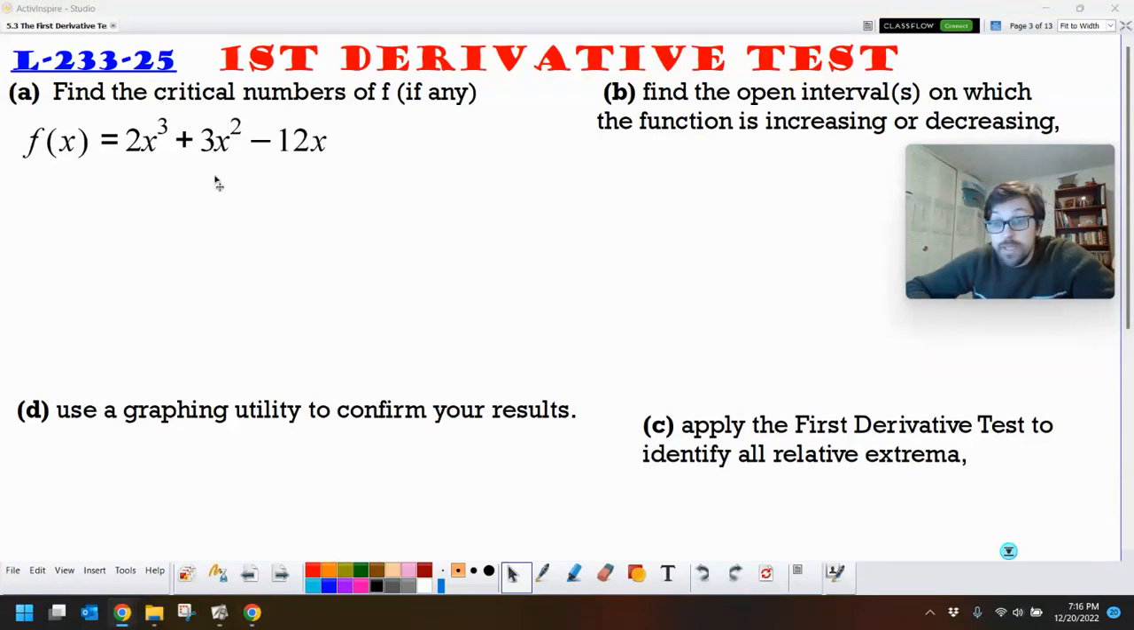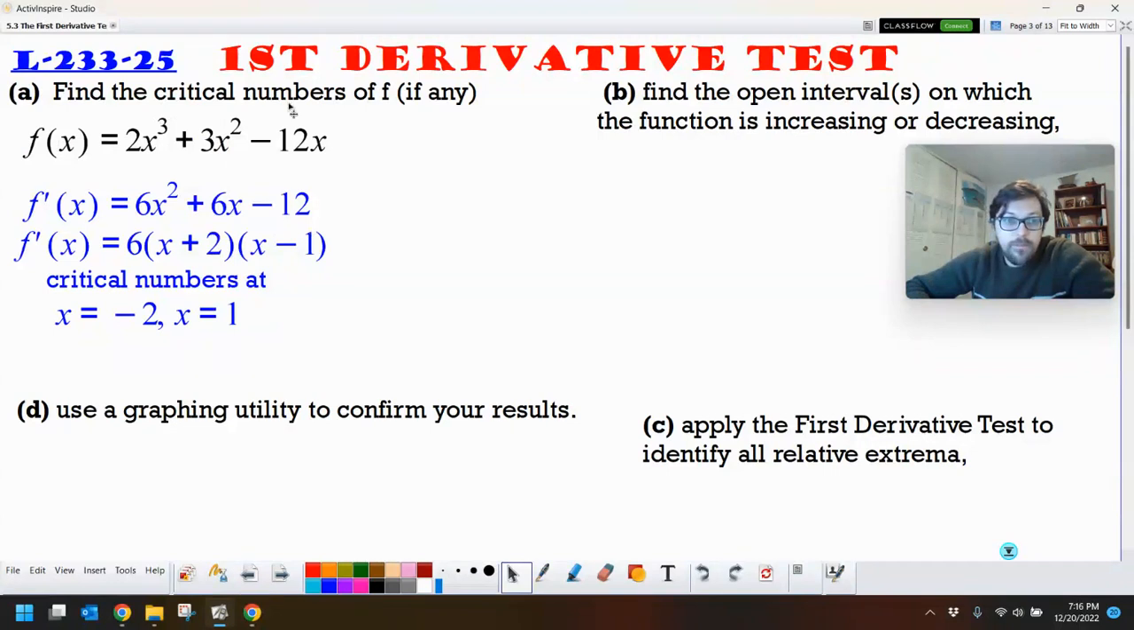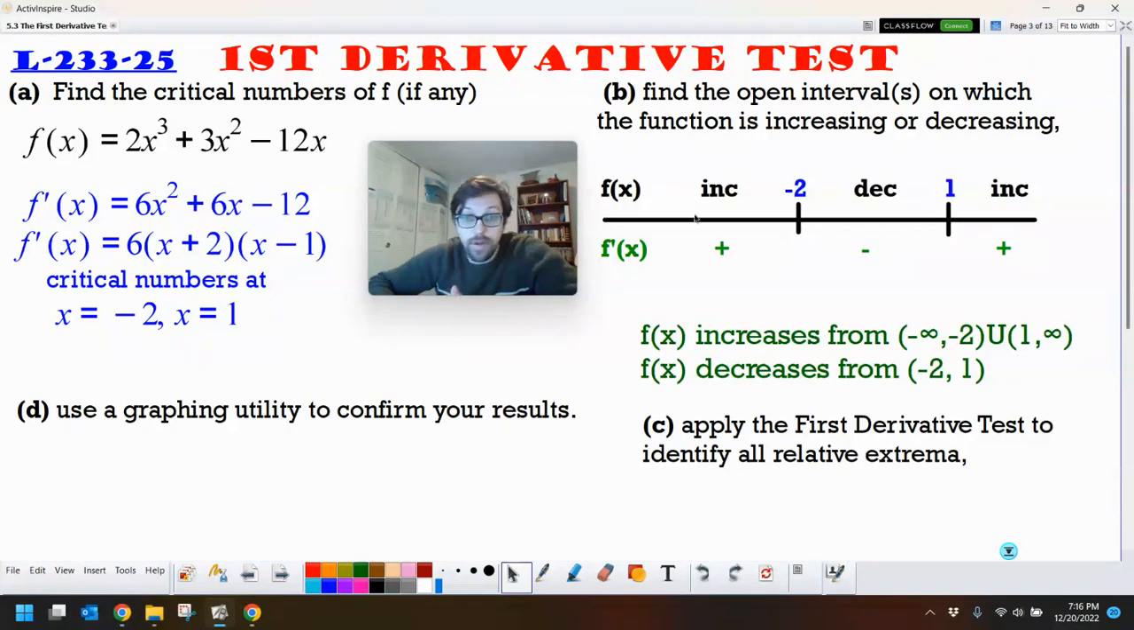So I want to first find the critical numbers of this thing. I've already done that. Found the derivative, found when that derivative equals 0. These are our potential extrema of our function. So then we need to figure out what are the intervals where the function is increasing or decreasing. Done that already. So our derivative first is positive and then is negative, and then it is positive again. So our original function goes from increasing to decreasing to increasing.